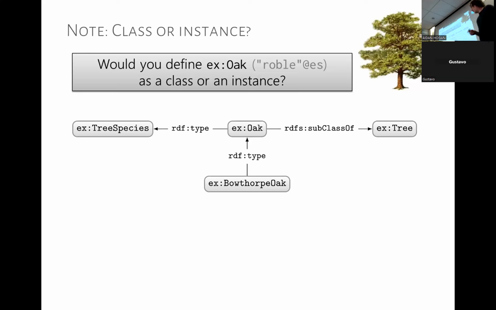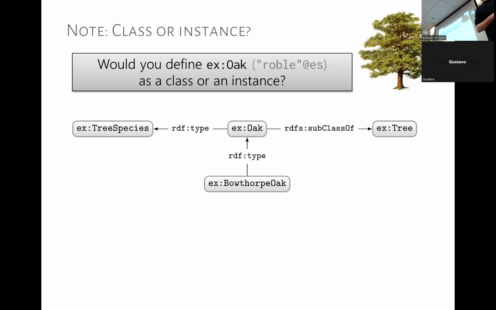On the other hand, here we have stated that oak is of type tree species. Yeah, it's an instance of tree species. Would we say that Bowthorpe oak is of type tree species?